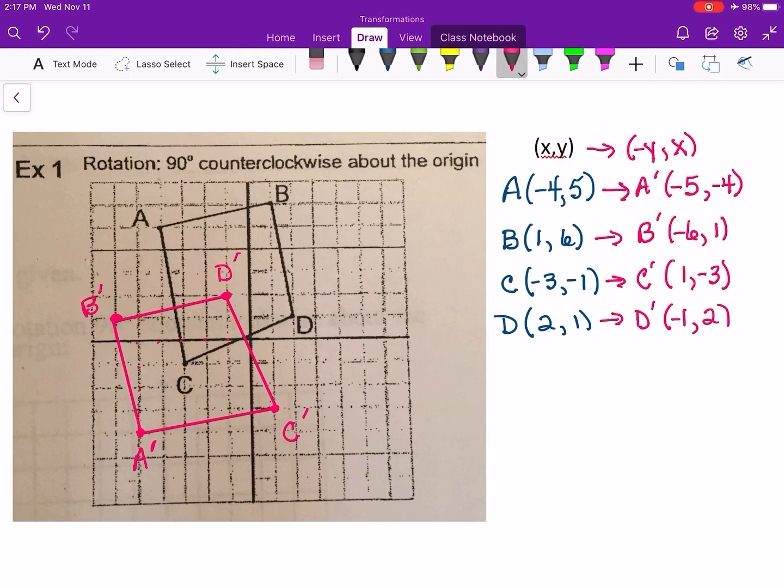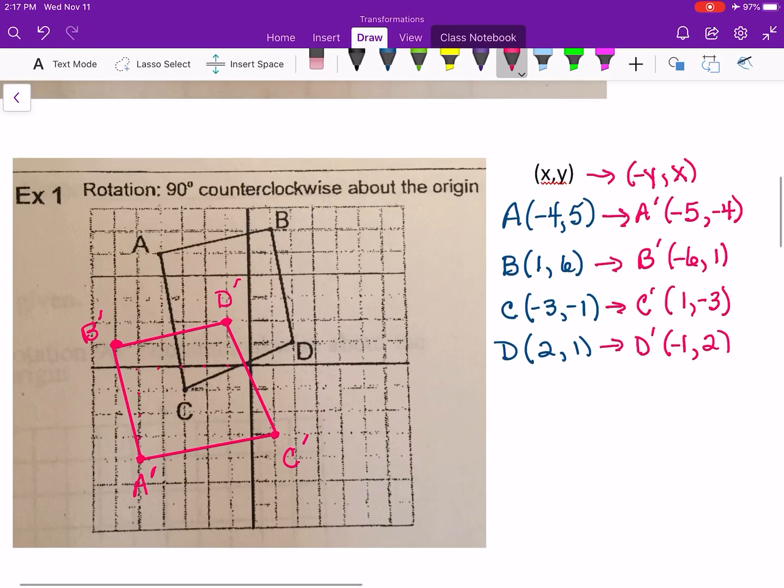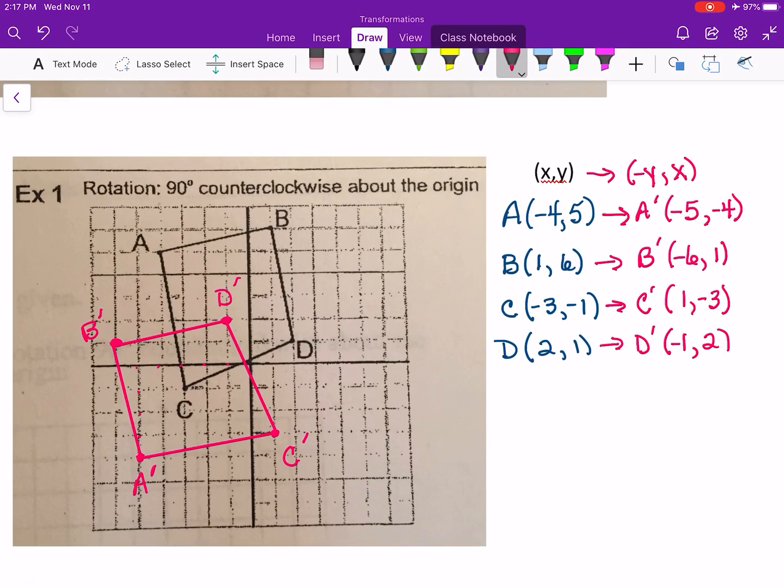Again, a rigid motion. The shape doesn't change, its position changes. And that's the rotation counterclockwise 90 degrees. Again, you're following a rule.